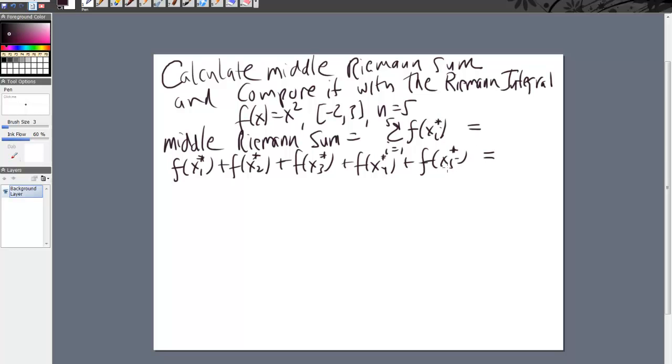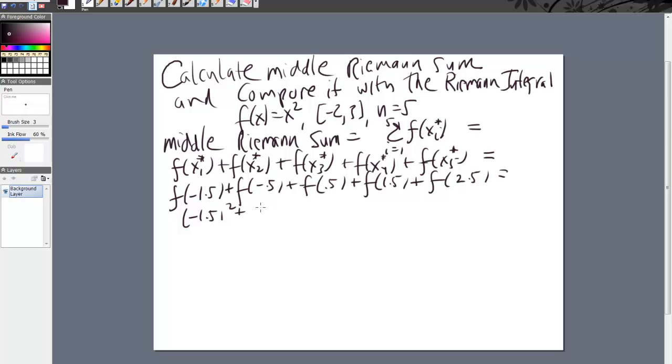particular subinterval. So x sub 1 star was minus 1.5. x sub 2 star was minus 0.5. x sub 3 star was 0.5. x sub 4 star was 1.5. And x sub 5 star was 2.5. Now remember, f of x equals x squared, so I can write each one of these as minus 1.5 squared plus minus 0.5 squared, and so on.